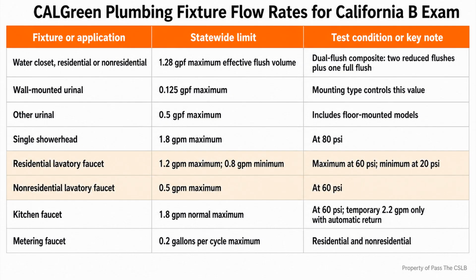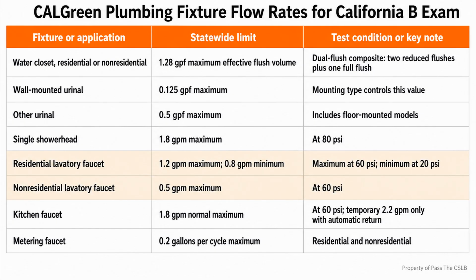I also want you to separate three questions that contractors sometimes blend together. What is the statewide limit for a new installation? Does an existing fixture meet the civil code definition of non-compliant? Has the local jurisdiction adopted a reach code that is stricter than the statewide baseline? Those questions can produce different numbers for the same general fixture category. Treating them as one question is how a familiar number gets used in the wrong place.